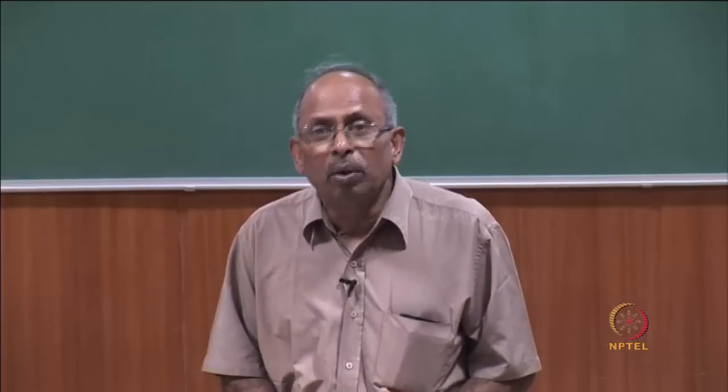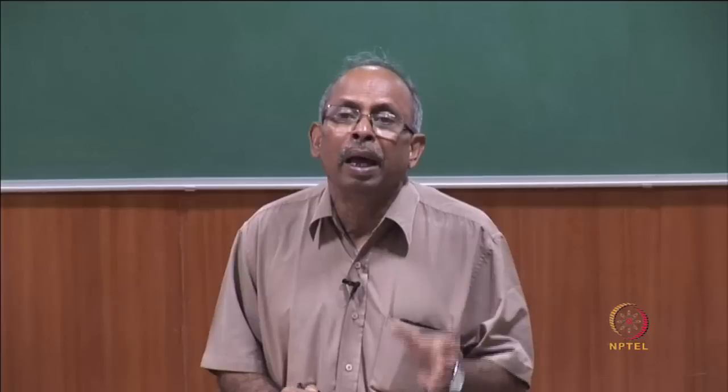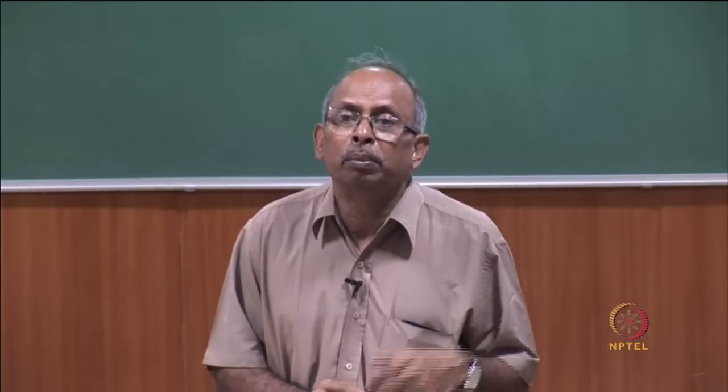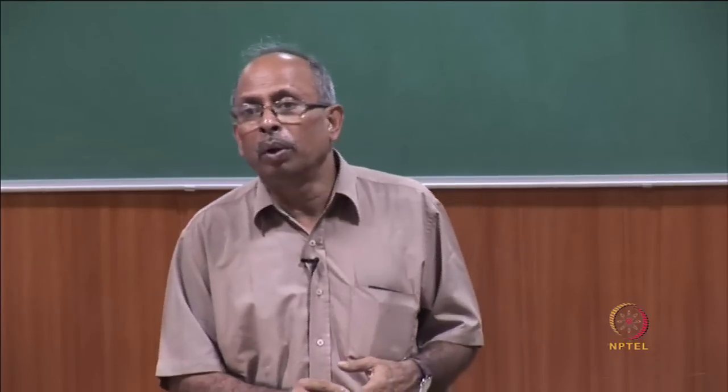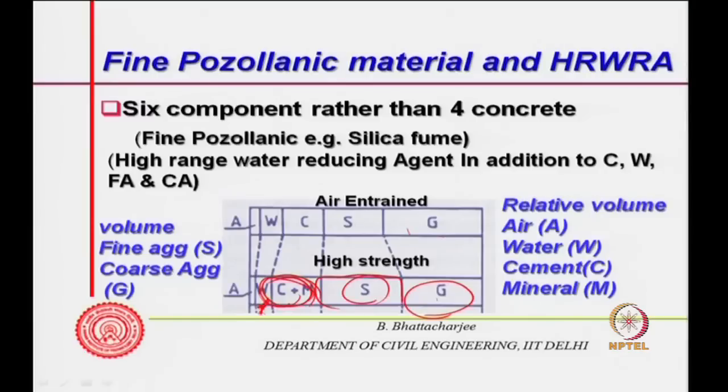So, 6-component concrete rather than 4, because to reduce this you need a high range water reducing agent to make compaction possible, workability possible, workable concrete, pumping possible and so on and so forth. You actually need the 6-component. So, you can see that 1, 2, 3, 4, 5 plus the 6th component is a water reducing agent. This is a must, and as I said, there could be even more. That is what made high strength concrete possible.